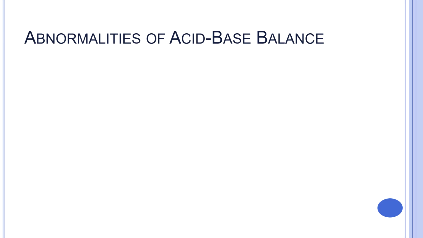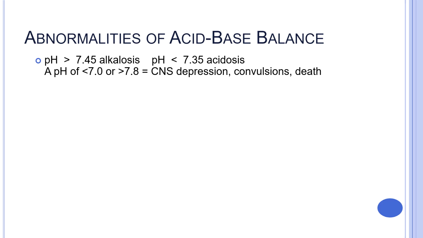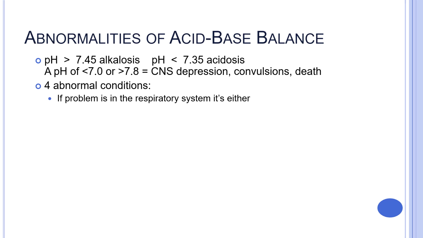Okay, now we're going to talk about abnormalities of acid-base balance. So, first of all, a pH greater than 7.45 is considered alkalosis, and a pH less than 7.35 is considered acidosis. With a pH of less than 7 or greater than 7.8, you can end up with central nervous system depression, convulsions, and death. So it's very important for our bodies to be maintained at the proper pH. So 4 abnormal conditions exist.